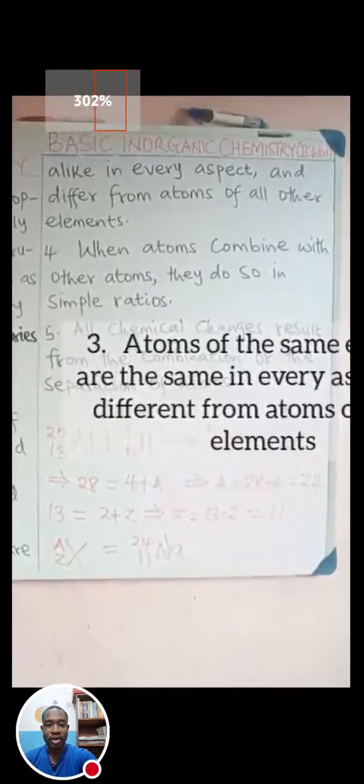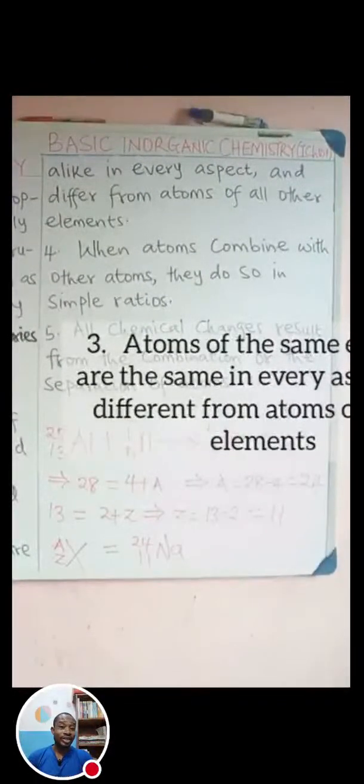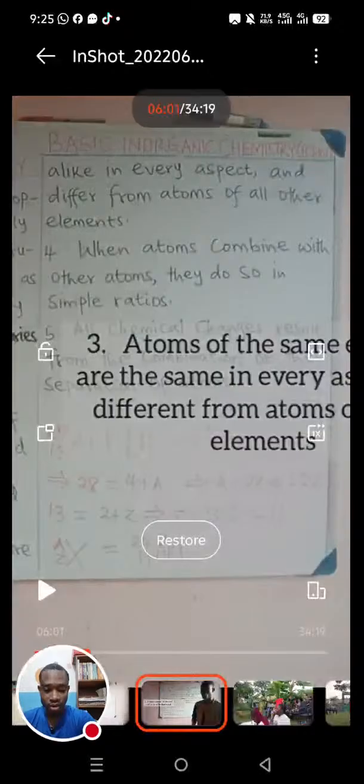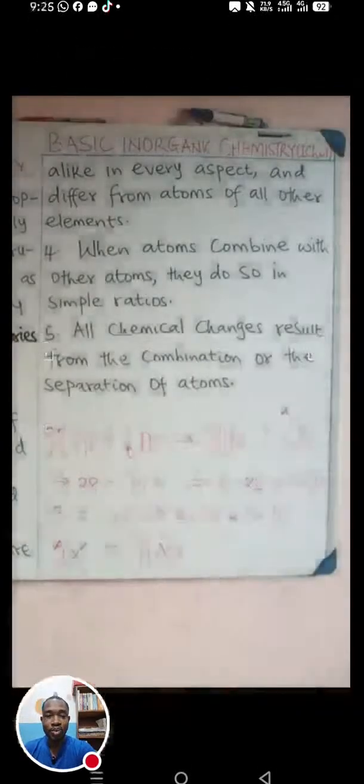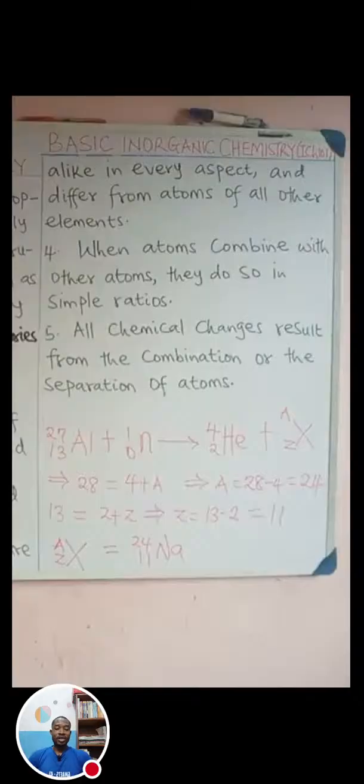Now look at the fourth theory there. When atoms combine with other atoms, they do so in simple ratio. That is what we are aware of. You can think of a compound like water, H2O. What is the ratio of combination of hydrogen and oxygen there? Hydrogen is 2 atoms, oxygen is 1 atom. So truly, whenever atoms are combining, they combine in simple whole number ratios. So that theorem is still valid till today.